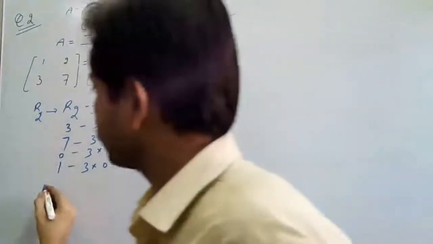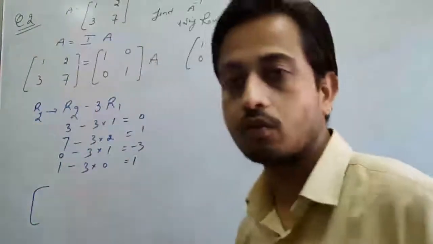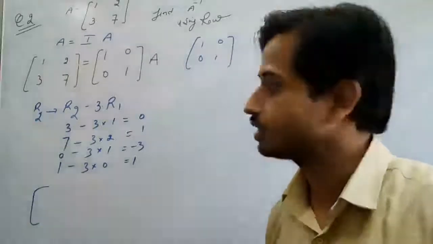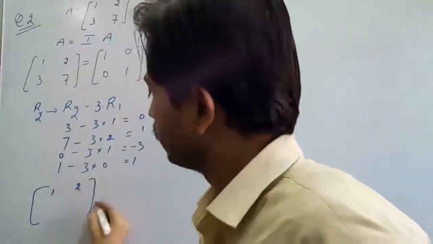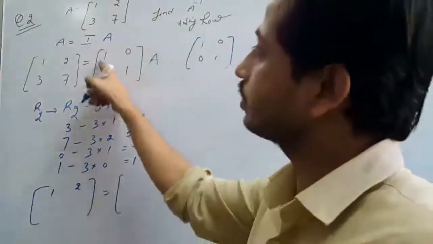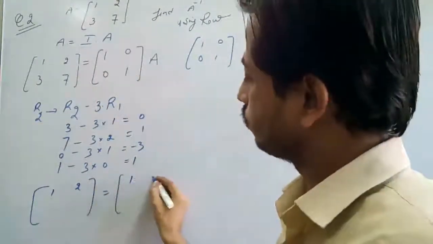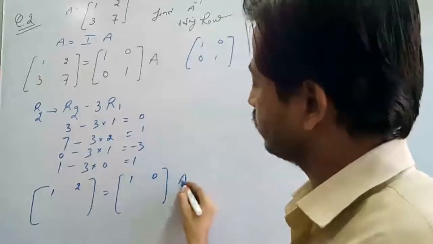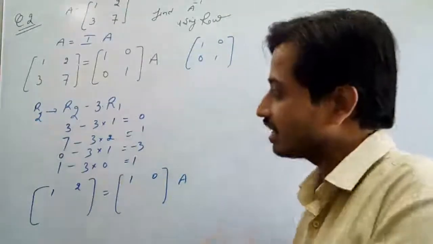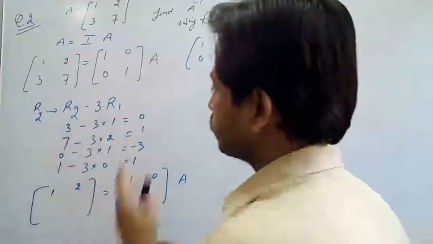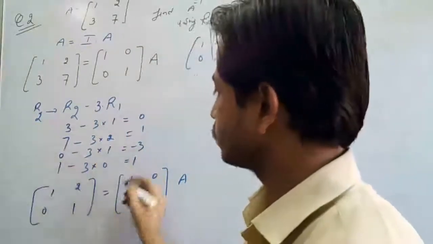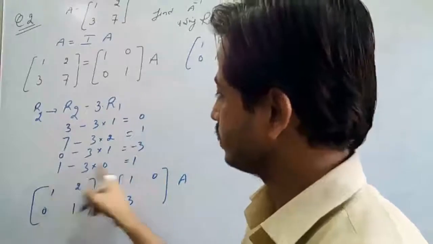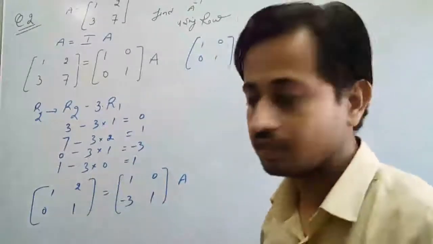Put it here, because we have to change R2. So we first write the R1 terms as they are. Our R1 is 1, 2, and on the right hand side 1, 0. We write it as it is. Now we change the elements. 3 is changed to 0, 7 is changed to 1, 0 is changed to minus 3, and 1 is changed to 1. We get this operation.